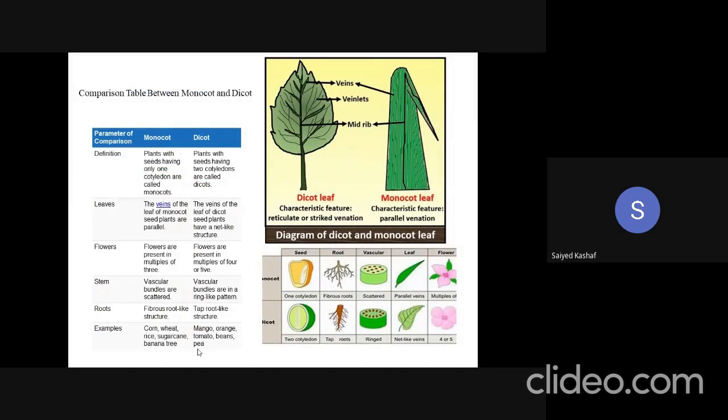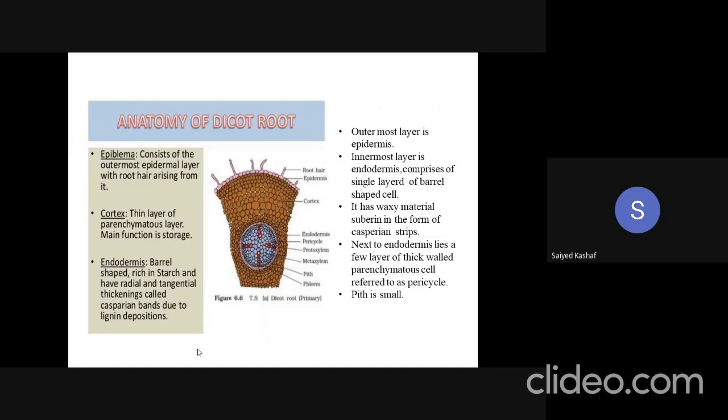Now we will discuss the anatomical difference between dicots and monocots. First is the anatomy of the dicot root. The outermost layer is made up of epidermis, and the innermost layer is endodermis, which comprises a single layer of barrel-shaped cells. It has a waxy material known as suberin in the form of Casparian strips, and next to the endodermis lie a few layers of thick parenchymatous cells.